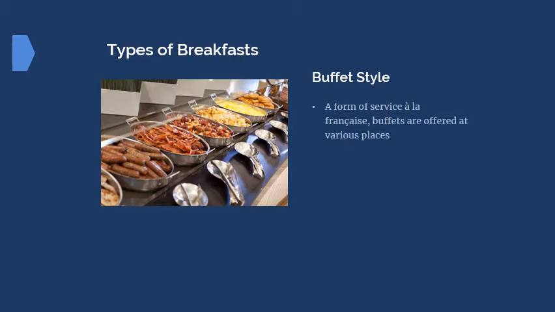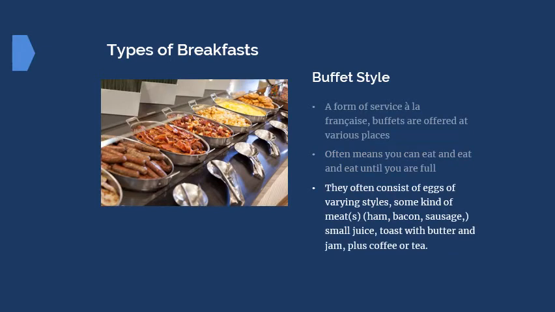Buffet-style breakfasts are a form of service known as à la Française. Buffets are often served at various different places, including banquets and catering functions, and even some casinos do a breakfast-style buffet. It often means that you can eat and eat and eat until you're full, which is a good bang for your buck. They often consist of eggs in varying styles and some kind of meats such as ham, bacon, sausage, small juices, and toast with butter and jam plus coffee or tea. In many ways, this resembles a full-service breakfast, just served buffet style.